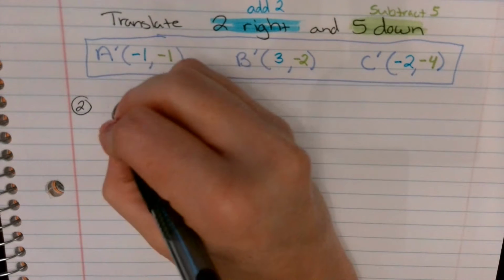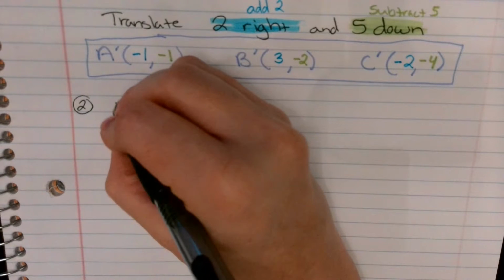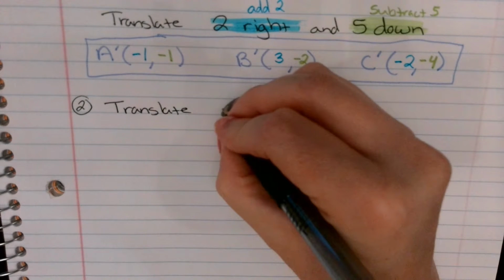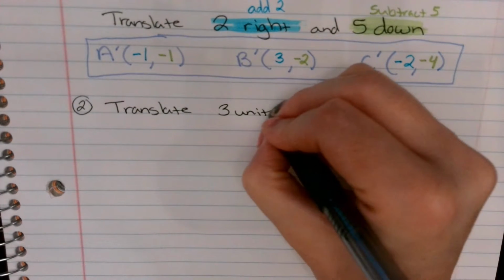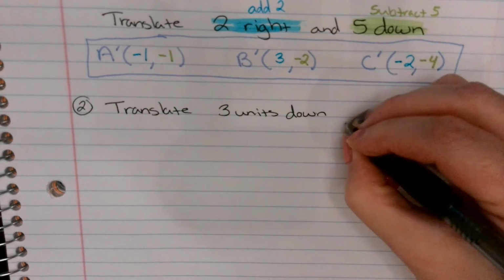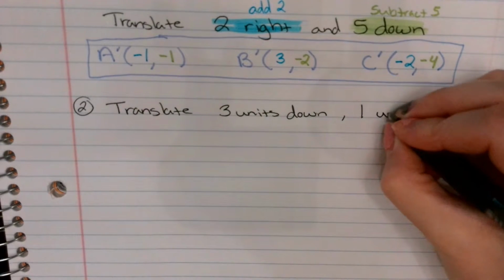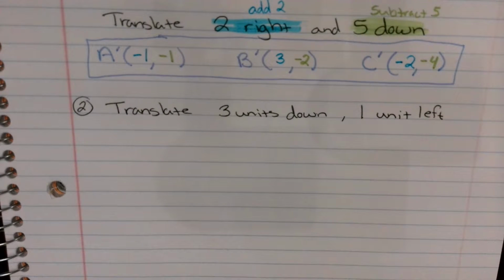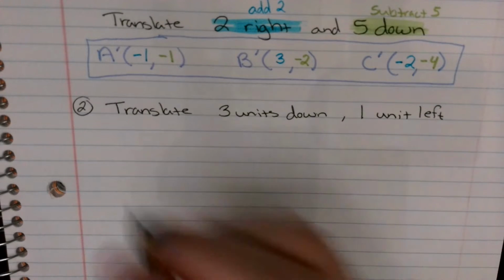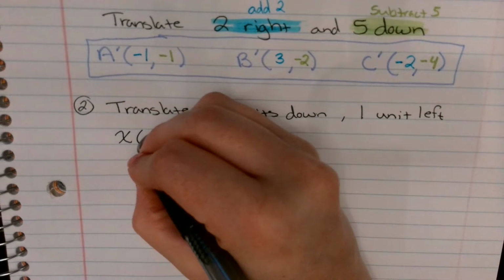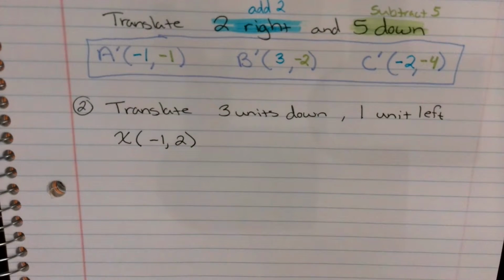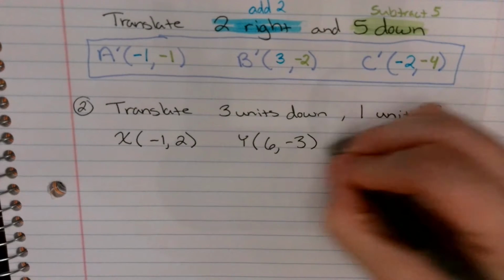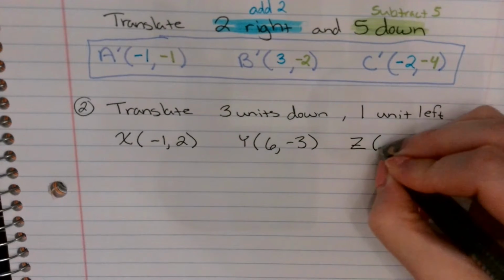So let's say that I'm going to go ahead and translate three units down and 1 unit left. My original points are going to be at X: negative 1, 2. Y is going to be at 6, negative 3. Z is going to be at 2, negative 5.